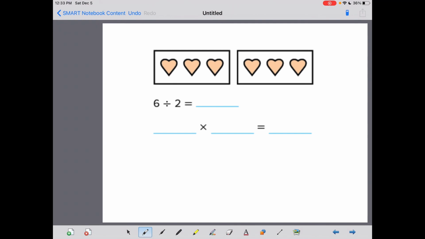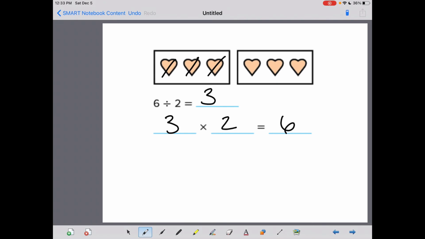So let's talk about this last one. Again, I want you to stop and think. What's half of 6? If you are saying 3, you are spot on. I have 3 hearts in each group. Now, I'm going to write my related multiplication fact. I know that 3 times 2 equals 6. So that is dividing by 2. Ooh, that is all dividing by 2 is.